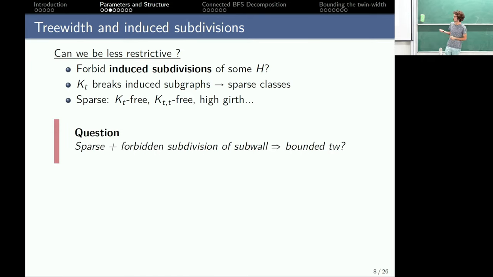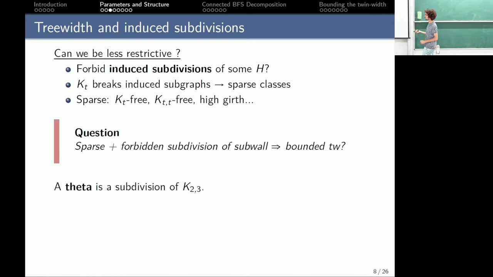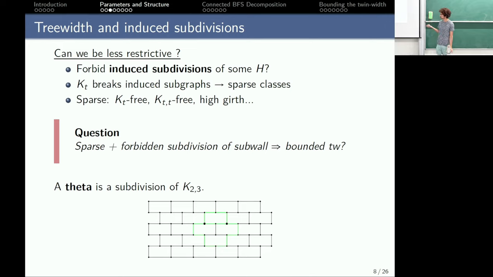So the question for treewidth: we know that forbidding a wall as a minor bounds the treewidth. The question is, if you are a sparse class, so let's say high girth or K_{t,t}-free, and you forbid a subdivision of some subgraph of the wall, do you get bounded treewidth? For example, one of the subdivisions of a subgraph of the wall is K_{2,3}, which is the theta, the graph we are considering in this talk, which consists of three internally disjoint paths between the same vertices, each of length at least 2.